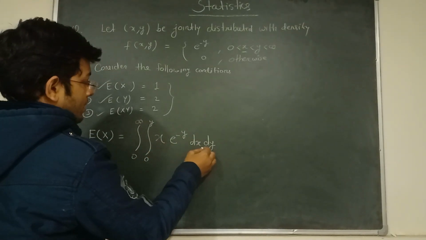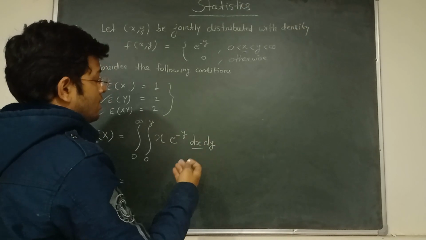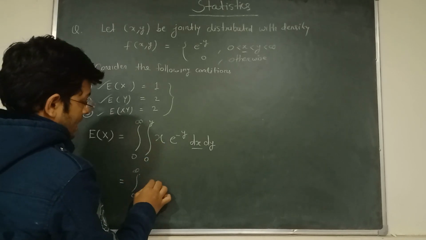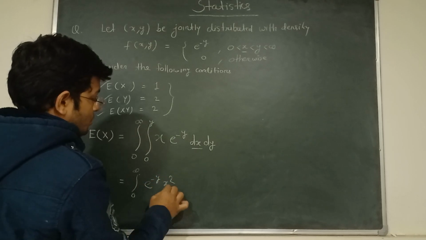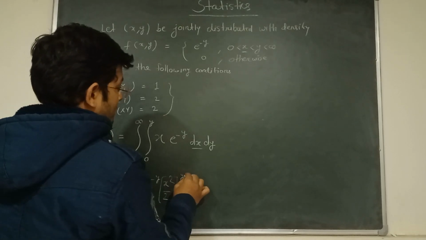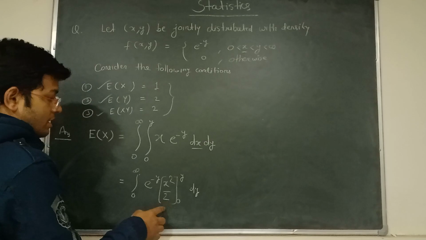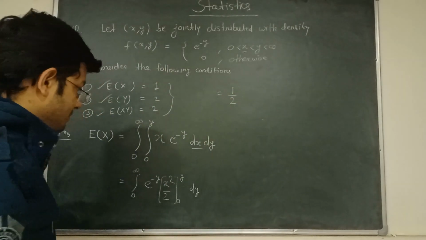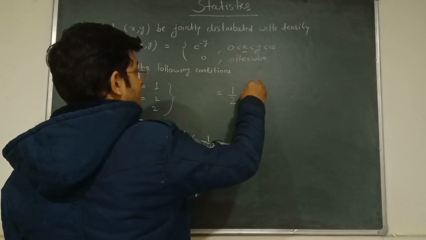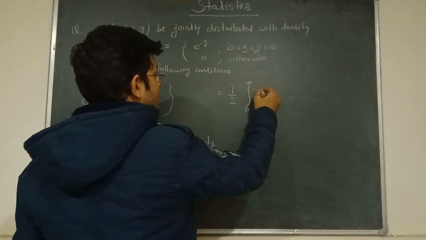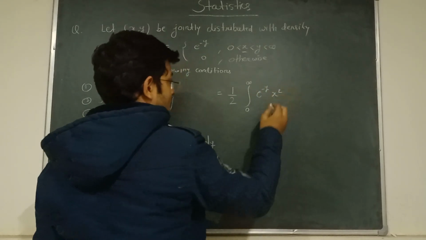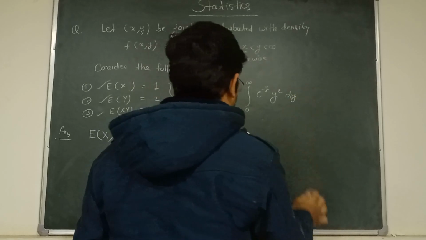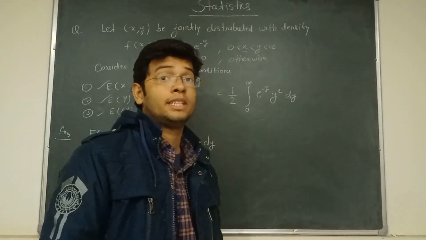Now we solve it, starting with integration with respect to x. So from 0 to infinity, e to the power minus y times x square upon 2, with x from 0 to y, then dy. This 2 is a constant term, so we take it outside the integral. So e to the power minus y, and x square becomes y square because of the limits, and then dy. What is the next step of this integral?